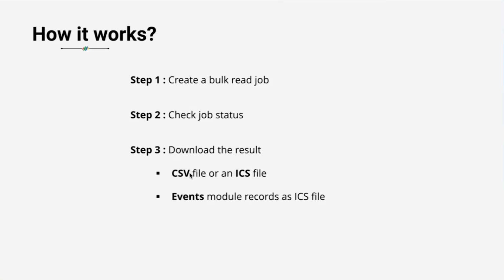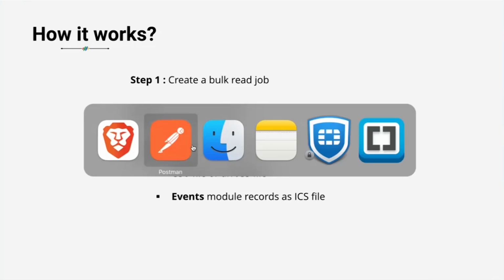The exported records would be in the zip file, either in the CSV format or an ICS format, depending on what you have given in the bulk read job. If you want to export the records in the events module, then you could do so as an ICS file. Let's just see with an example.